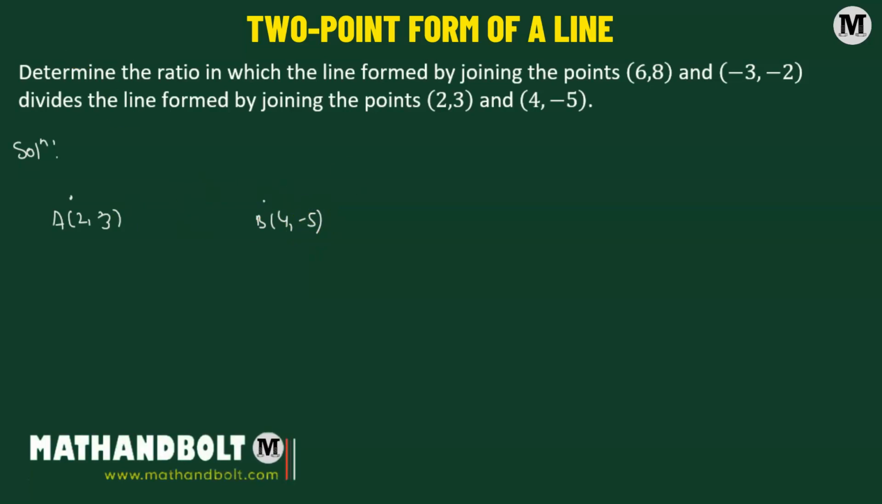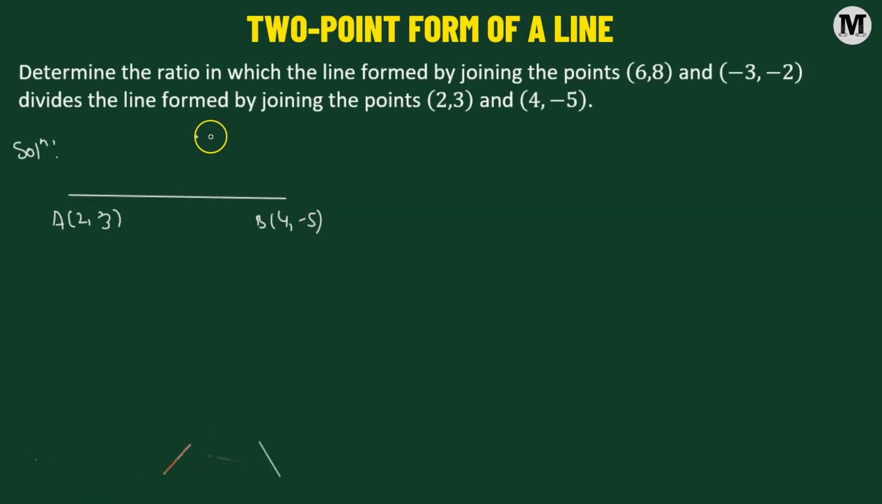So let's join the 2 points with the help of a straight line. Next, we'll consider another point C. Let's say C has the coordinates (6, 8) and then we have another point D with coordinates (-3, -2). We're going to join point C and point D with another straight line. Now the line CD is dividing AB in a particular ratio. Let's call it lambda is to 1 and they intersect each other at point E.